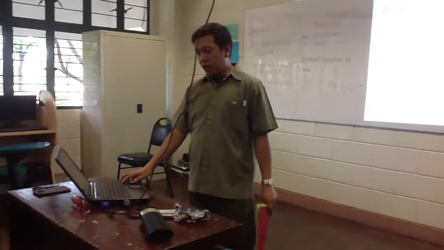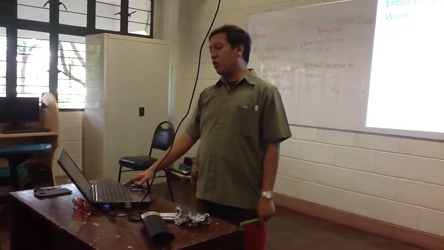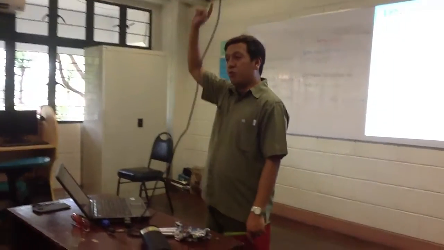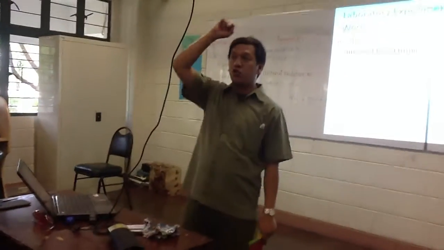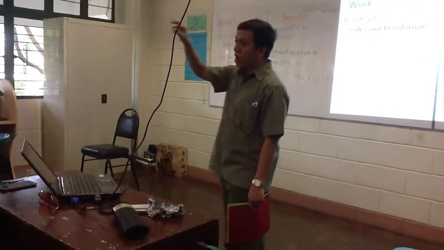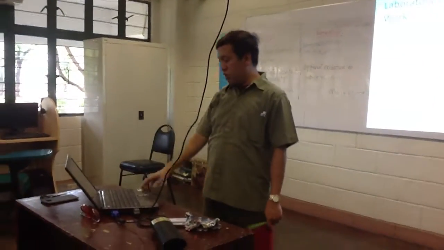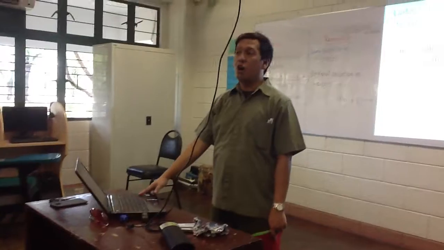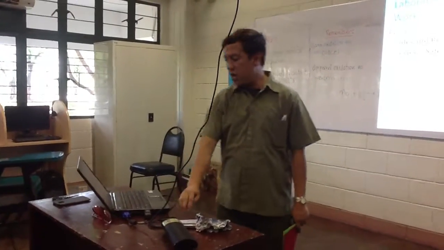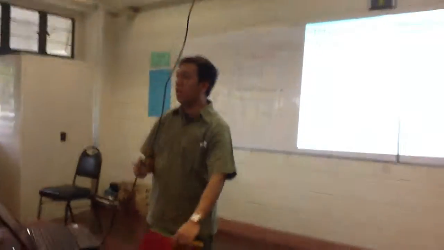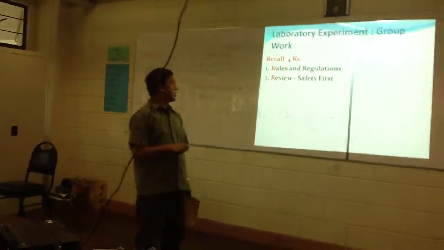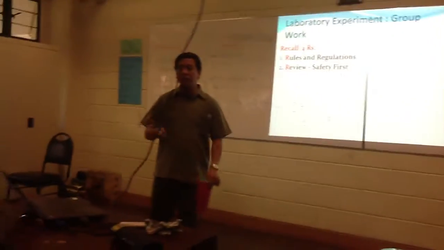Now, in order to understand the group work, let's try to recall the 4 R's. What is the first R? Rules and regulations. Everybody should be following rules and regulations. Number 2, what's the second R? Review safety rules. We have to wear goggles, apron, gloves, okay?